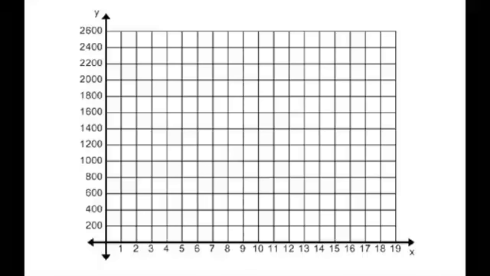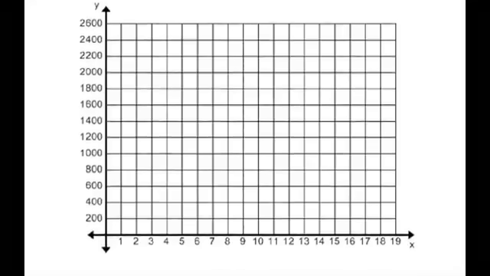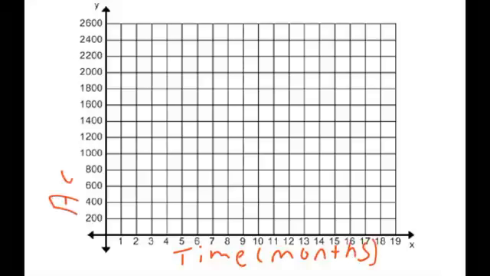Okay, we now need to graph this. So we're going to start off with our x-axis, which is time, and we're going to make it months. Our y-axis is going to be the account balance, and that's in dollars. Since our y-intercept is $2,600, we're going to start there at $2,600. And then we go down 150 and then over 1, down 150 over 1.